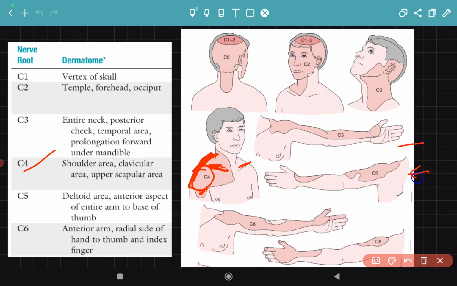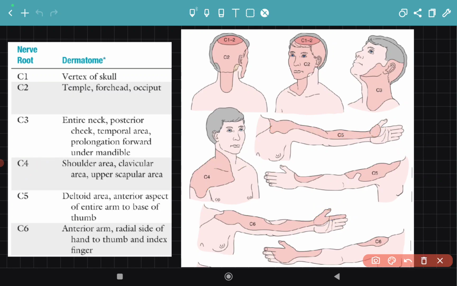This and this diagram, both of them. So C5 occupying the deltoid region, we can see here. Anterior aspect of entire arm, and it is going towards the base of the thumb. Not covering the entire thumb, just the base of the thumb. Because we know base of the thumb is occupied by C6.